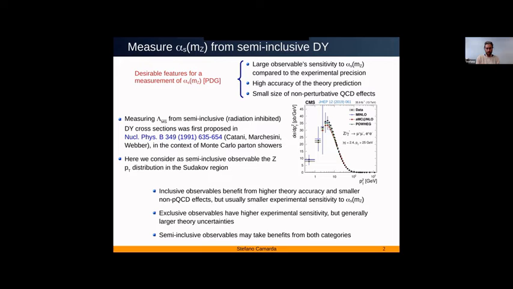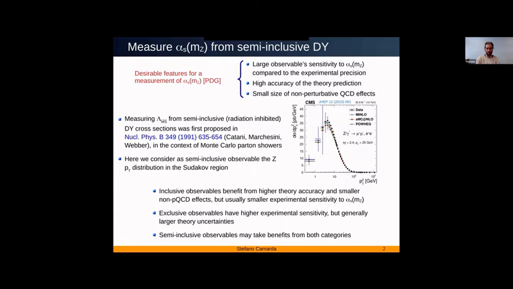So a little bit of history about a class of observables that are called semi-inclusive, that means radiation inhibited. There is actually a paper about 30 years ago, a quite famous paper from Catani, Marchesini, Weber, that for the first time proposed to measure lambda MS-bar from semi-inclusive Drell-Yan cross-section. In that case, they were considering rapidity, so it was not exactly the same observable, but in a sense, they were already envisioning this kind of observables.